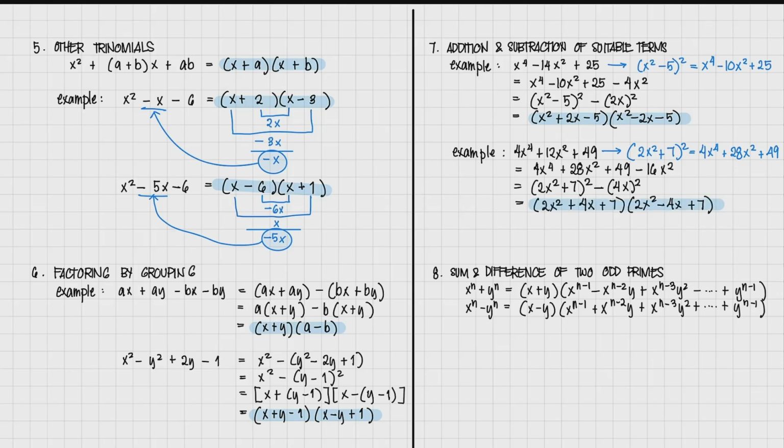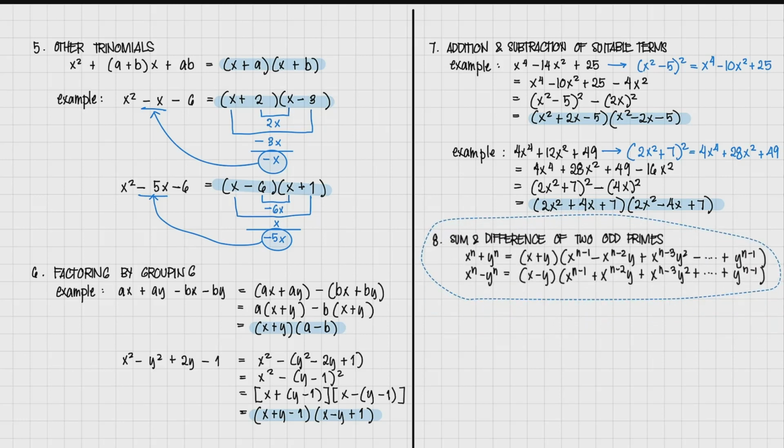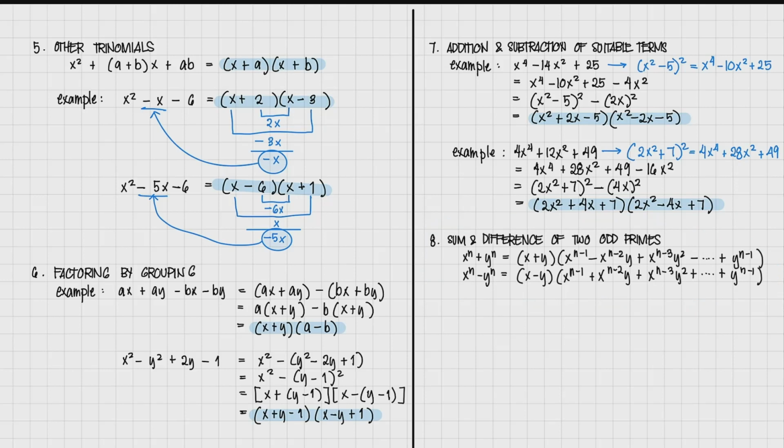Okay, last type natin. So, move ko lang to. So, for the last type, you're just going to follow the formula. So, type 8 is the sum and difference of two odd primes. So, in this type, you're just going to use this formula in solving the factors. So, sample tayo. Say you have x raised to 5 plus y raised to 5. So, if we factor this one, we're just going to follow this formula.